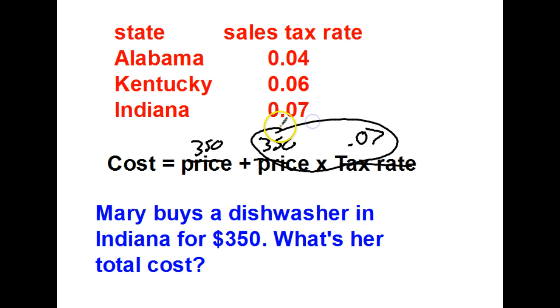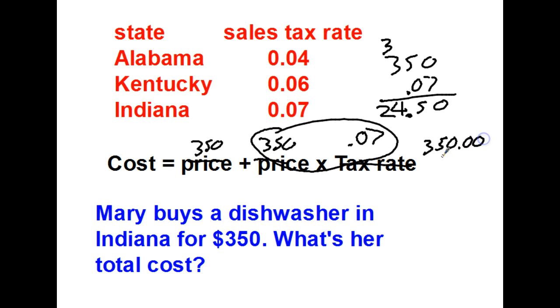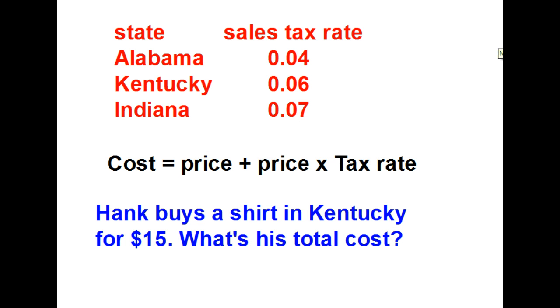Multiply first step. 0.07 times 350. There's a 0 and a 5, carrying my 3, 21, 24. Move the decimals 1, 2 spots, $24.50. Add that on to the $350. And if Mary buys the dishwasher in Indiana, her total price at checkout would be $374.50. Try this one out.